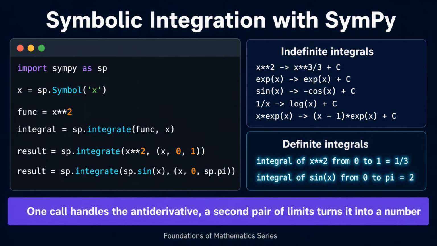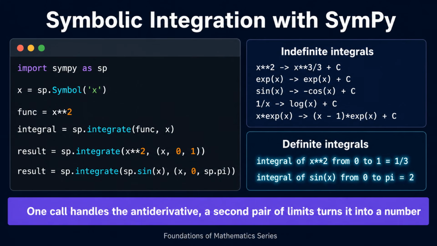x squared gives x cubed over 3, the exponential of x gives itself, sine gives minus cosine, 1 over x gives the logarithm, and x times the exponential of x gives x minus 1, all times the exponential of x. Each of these is an antiderivative, so a constant of integration is understood in every case.